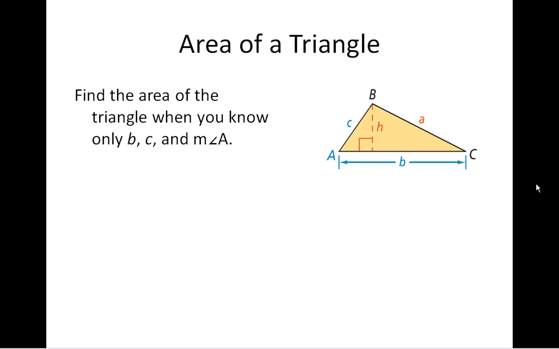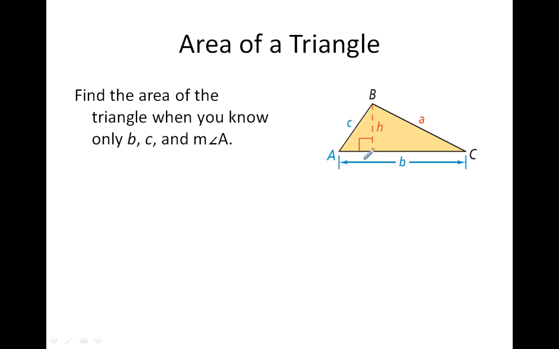For our next problem, we're going to look at how we find the area of a triangle if we don't know the height. In this scenario, all I know is B, which could be the base. I know the measure of side C, and I know the measure of angle A, but I don't know the height.